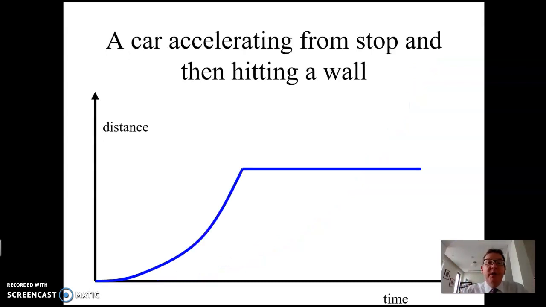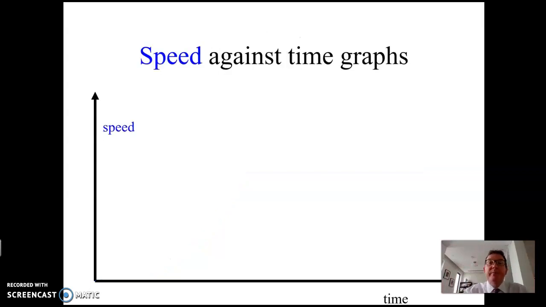Here's an example. A car accelerating, so the distance time graph is a curve, and of course when it hits a wall, it's not moving, so the distance stays the same.